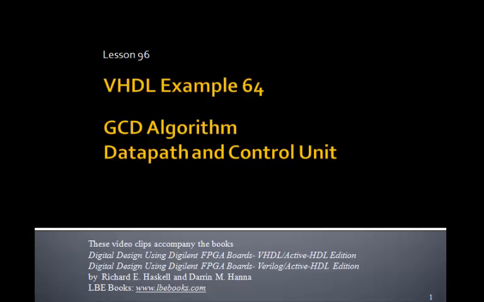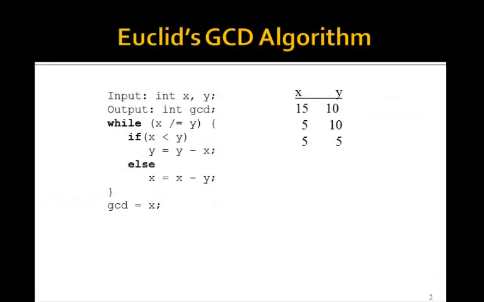This is lesson 96, VHDL example 64. In this example, we'll write the VHDL programs for the data path and control unit for the GCD algorithm that we developed in lesson 94. You recall Euclid's GCD algorithm that we went over there.